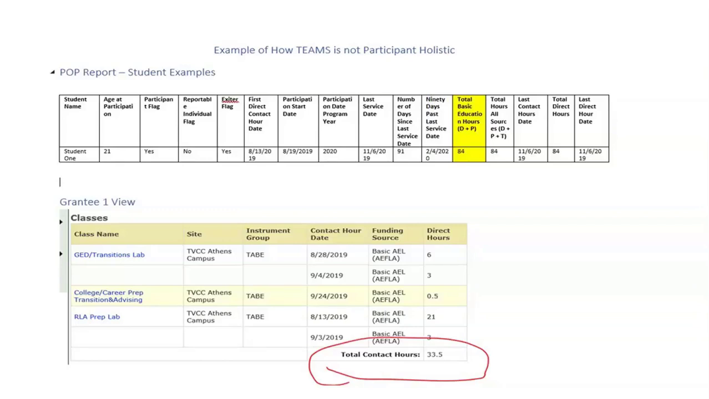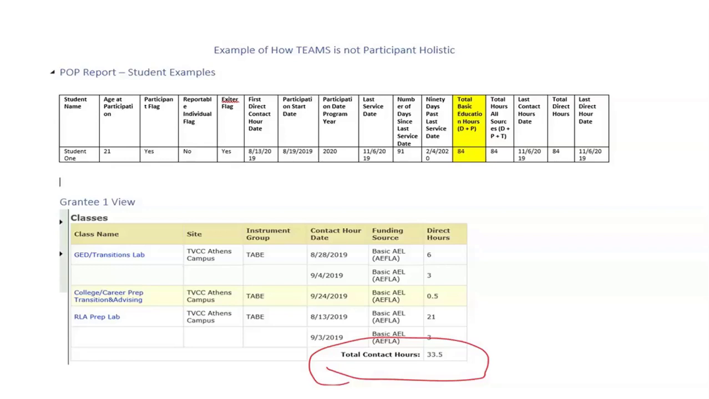So in this example, I pull the POP report at my local level, and I can see on the POP report that this individual student has 84 total basic education hours. That means direct hours and proxy hours. But if I were to go in TEAMS and look up this exact same student in TEAMS for my grantee, I would see they only have 33.5. What's going on here? We get that question a lot.